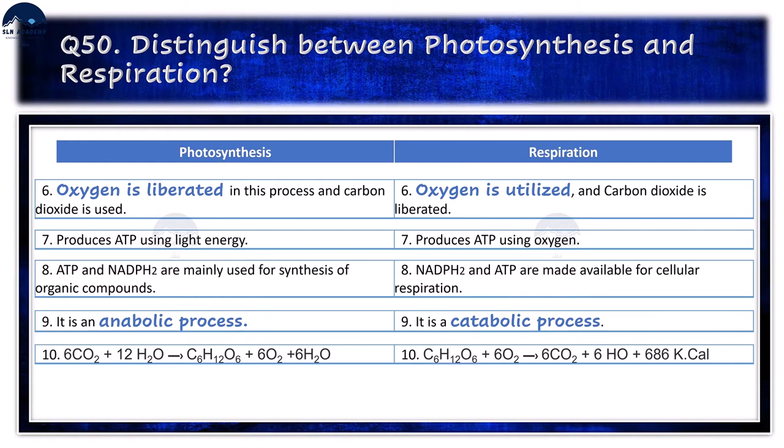Photosynthesis produces ATP using light energy. Respiration produces ATP using oxygen. In photosynthesis, ATP and NADPH2 are mainly used for synthesis of organic compounds. In respiration, NADPH2 and ATP are made available for cellular respiration. Photosynthesis is an anabolic process. Respiration is a catabolic process. The chemical formula of photosynthesis is 6CO2 + 12H2O → C6H12O6 + 6O2 + 6H2O. The chemical formula of respiration is C6H12O6 + 6O2 → 6CO2 + 6H2O + 686 kilocalories.